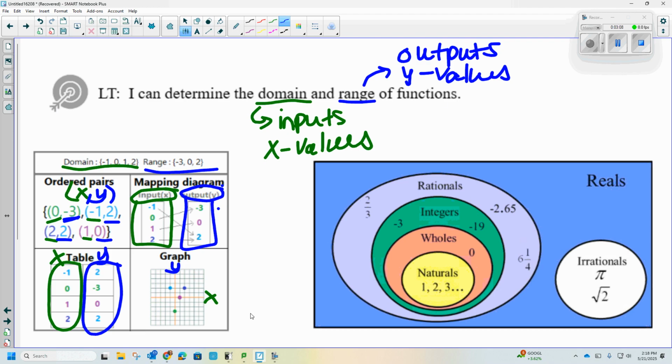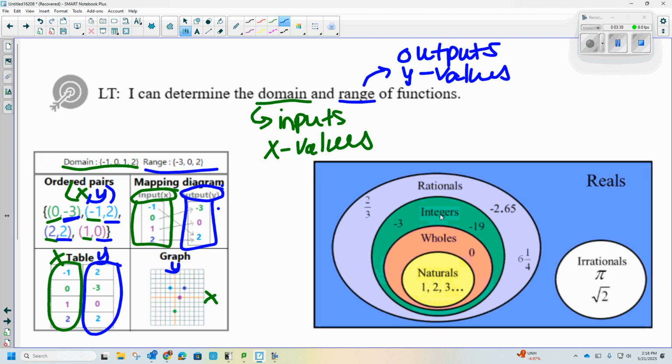Now, when we're talking about domain and range, we also have to talk about the different types of numbers that are shown here in this diagram. I'm just going to quickly explain what we're talking about here. The natural numbers are like your counting numbers, 1, 2, 3, 4, 5, and so on. When we're talking about whole numbers, it's all of those counting numbers plus 0. Those are all the whole numbers.